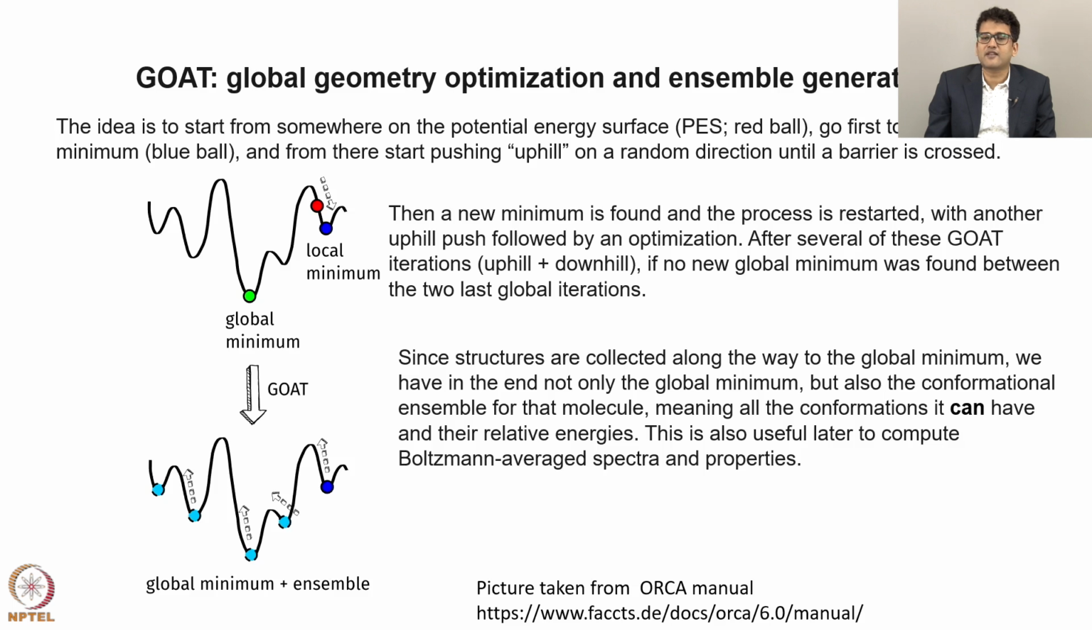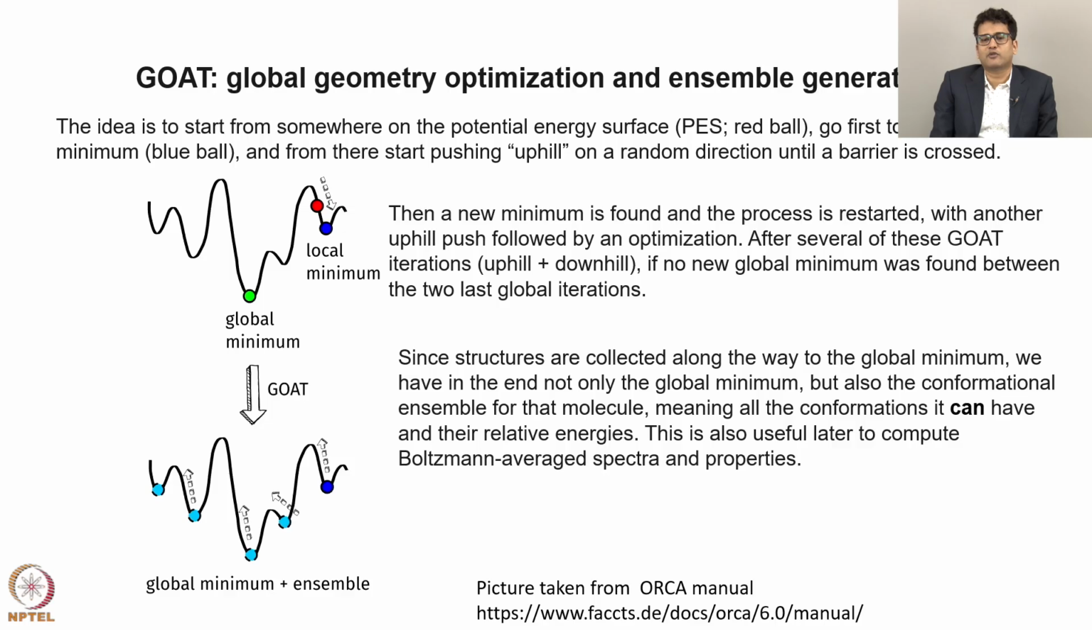Now, since structures are collected along the way to the global minima, in the end we have not only the global minima but also the conformational ensemble for that molecule, meaning all the conformations it can have and their relative energies. This will be useful later to compute Boltzmann average spectra and properties.